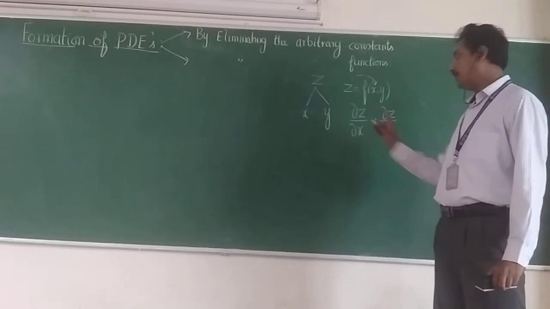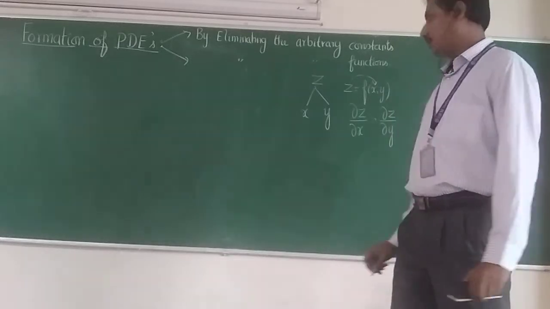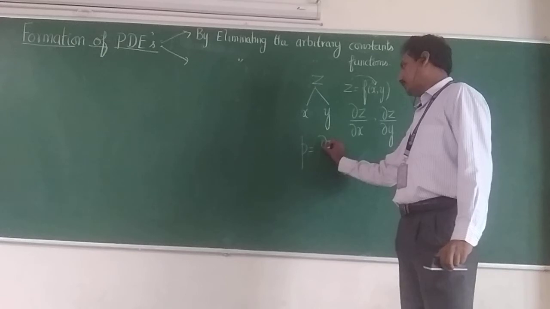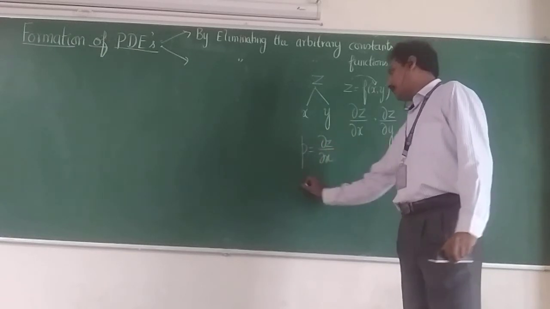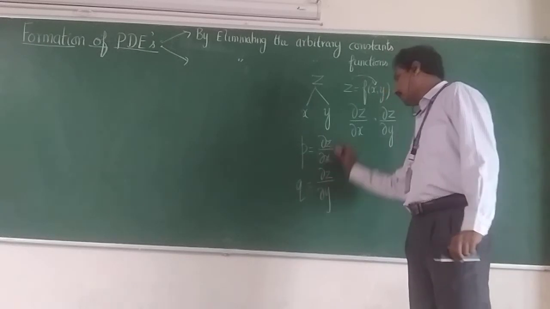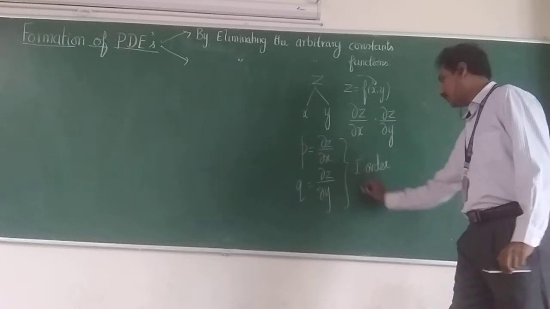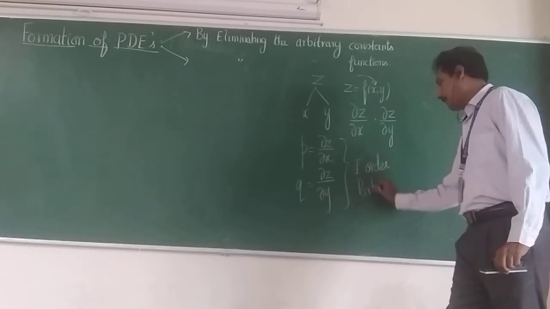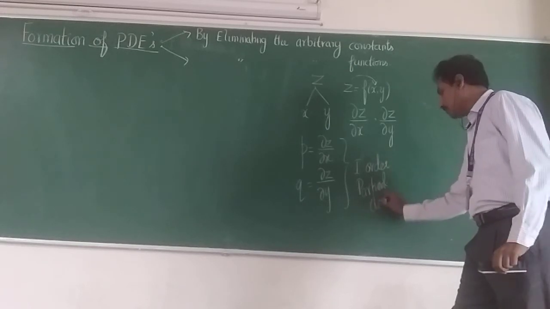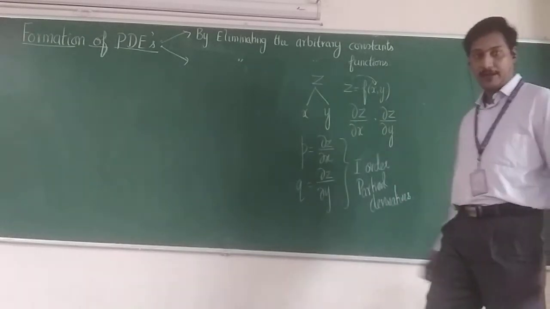Generally, there are some standard notations throughout this partial differentiation. P stands for dou z by dou x. Q stands for dou z by dou y. These two are known as first order partial derivatives. Correct? Now let us see example number 1.